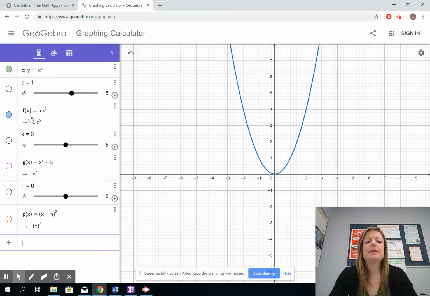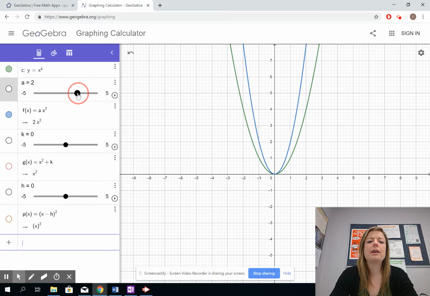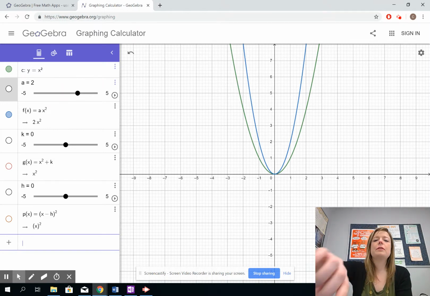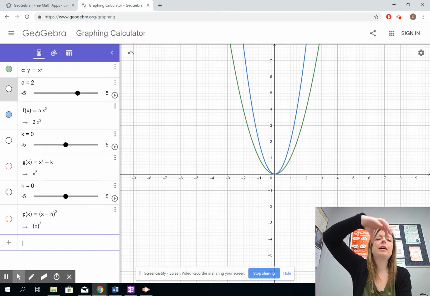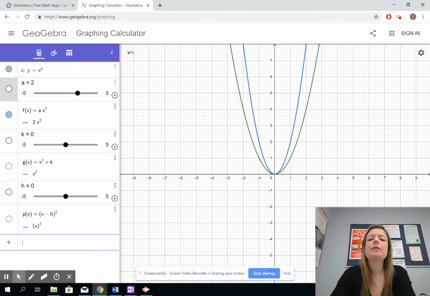But look what happens if that a value becomes larger than 1. So let's say I have an a value of 2. I would like you to compare the blue parabola to the green parabola. This is what we call a vertical stretch. It's like you take the green parabola and you vertically stretch it upwards, so that the blue one, 2x squared, is narrower than the original.